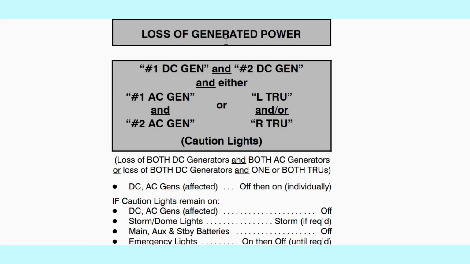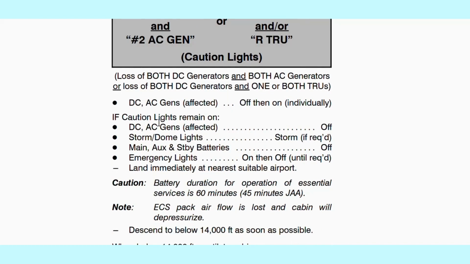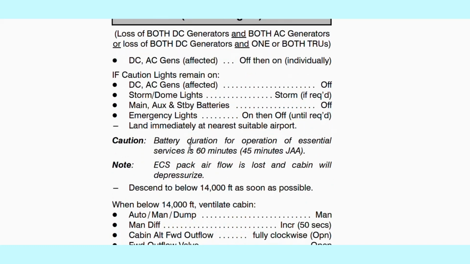Please, before you continue reading this one here, make sense of what it says here, what you will lose. So it's either you lose both DC generators and both AC generators, or you lose both DC generators and one or both TRUs. Each of these will result in what you call loss of generated power. Then basically it just tells you to execute some steps here. And bear in mind the time duration, because now batteries are the ones which are in action and you have a time limit on the batteries.